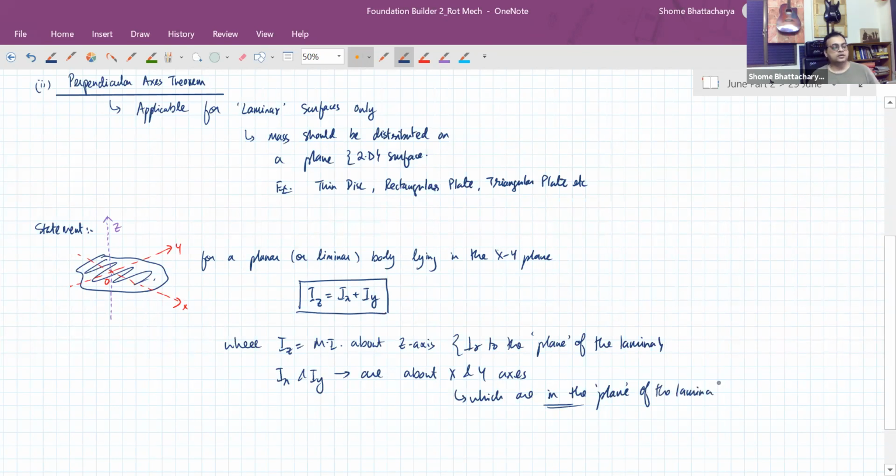So just write down the statement of the perpendicular axis theorem first. Then we'll understand the applications with some examples. And then we'll go back to the derivation of both these theorems, parallel and perpendicular axis theorem. So just start with this.